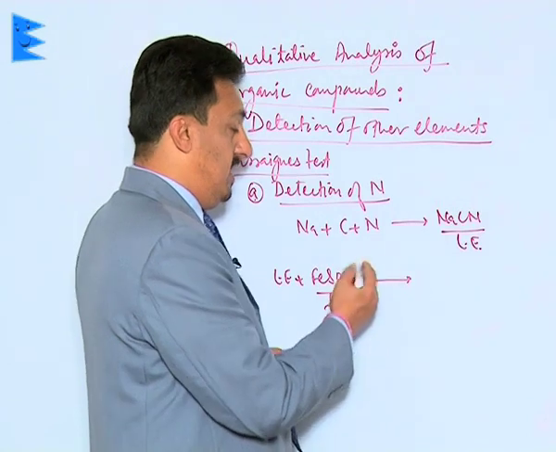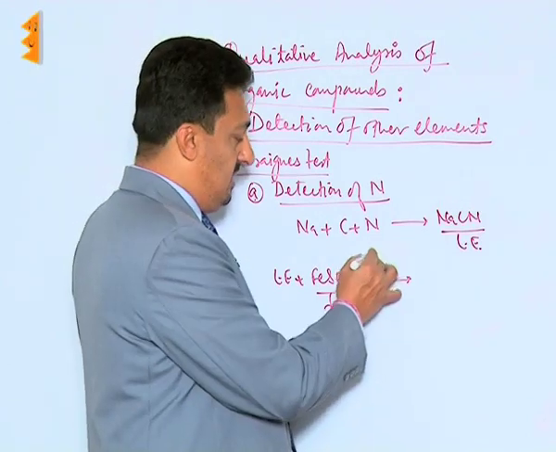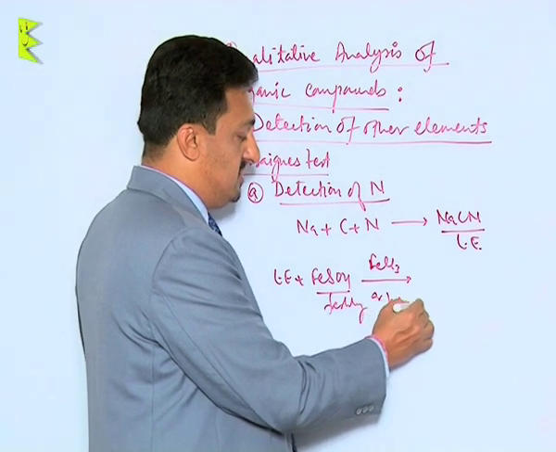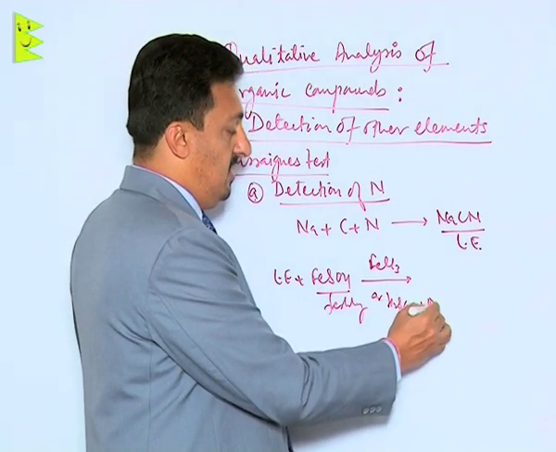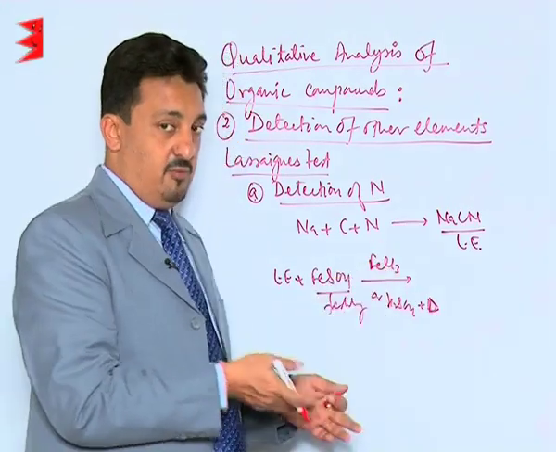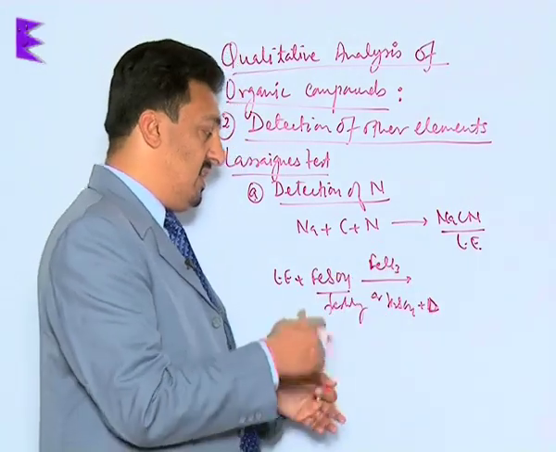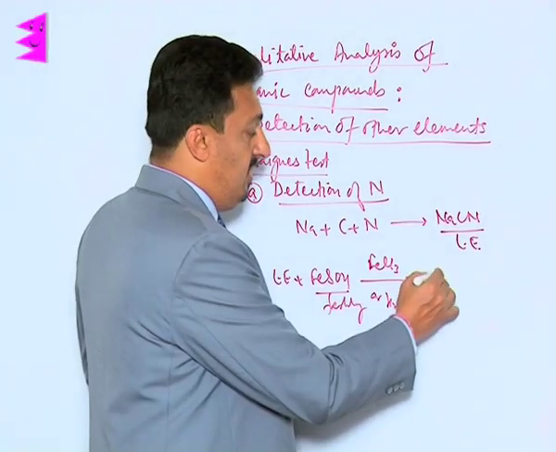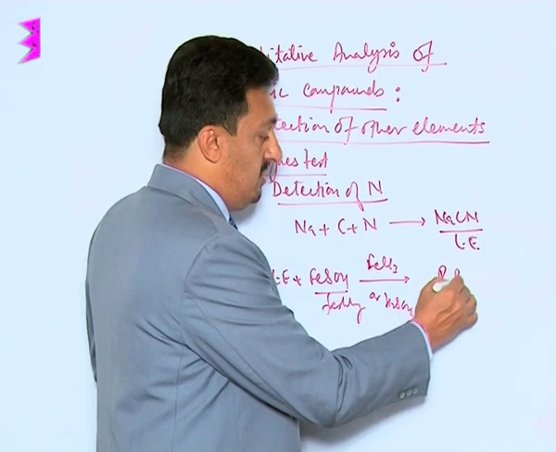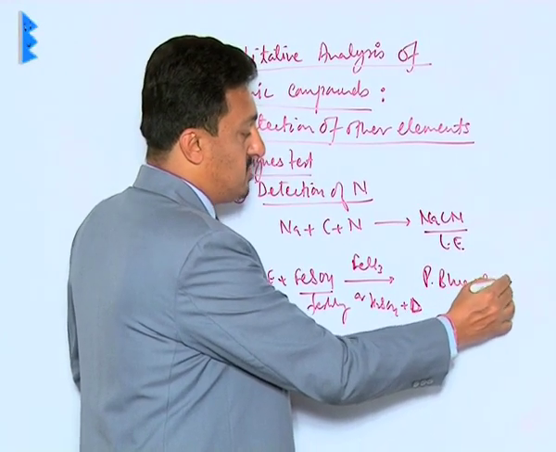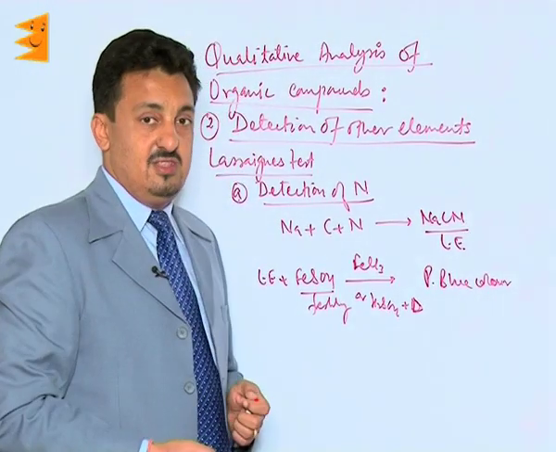Then we can do two things. We can add either ferric chloride, or we can heat the reaction mixture with sulfuric acid. If we add ferric chloride, we are providing the ferric ions, or if we heat it with sulfuric acid, a few of the ferrous ions get oxidized to ferric ions, and what we get is a Prussian blue color. So the appearance of the Prussian blue color indicates that nitrogen is there in the organic compound.